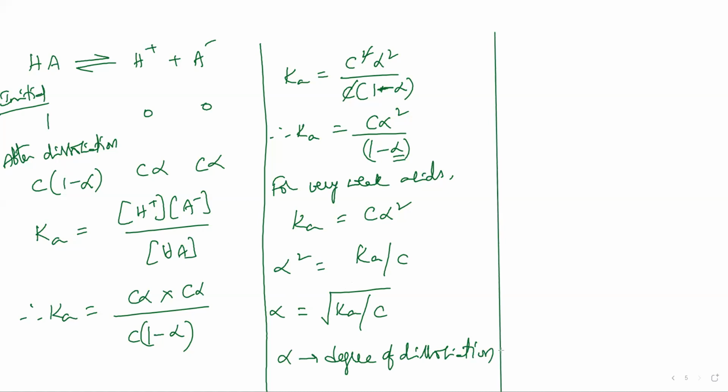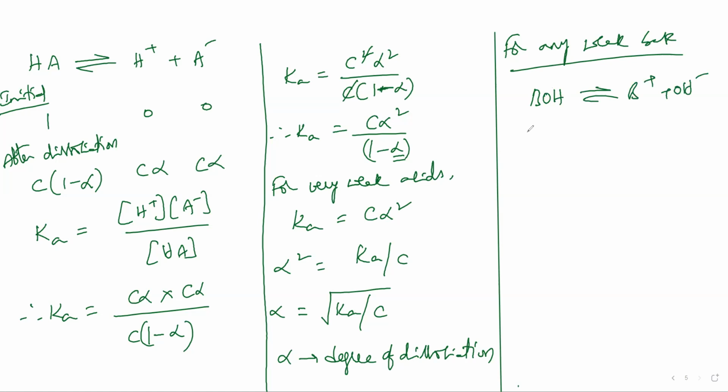Next. Similarly, consider base also, right? For any weak base, BOH gives rise to B plus and OH minus. Initially, same will come here. This is 1, unity, 0, 0. Then after dissociation of base, this will be 1 minus alpha multiplied by concentration. This will be C alpha, this will be C alpha.